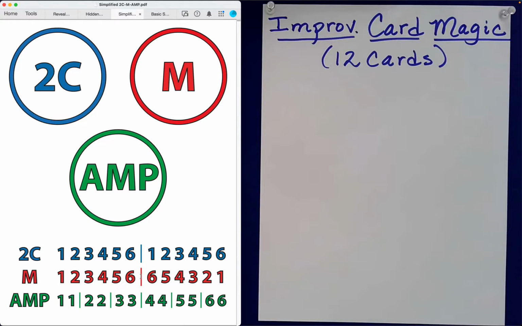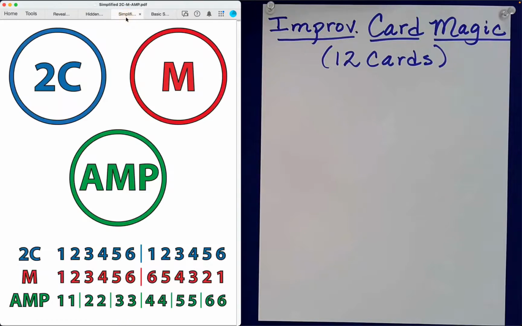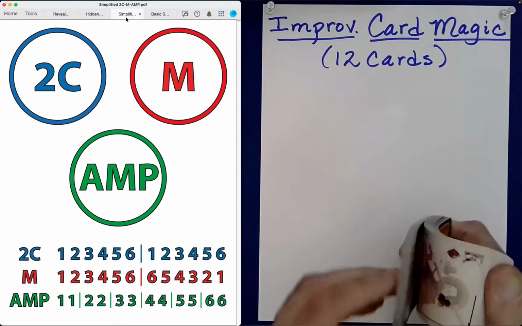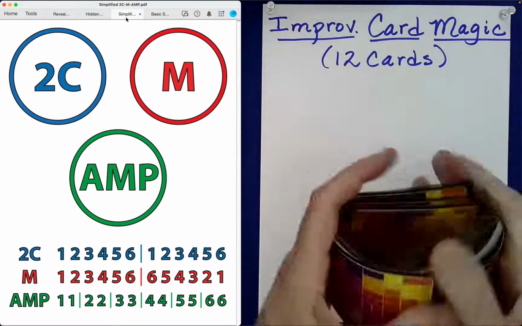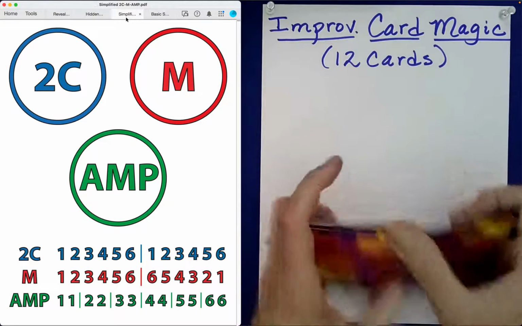Now, I should mention also over here at the top, I'll click on it. Here is a list of shuffles that will either preserve a particular packet structure or convert it from one to another. Okay, so let's go ahead and kind of show you the basics of what I just did. So I'll return to our simplified diagram. Okay, so think about how I started. I started with a shuffled deck of cards, and you can as well. Okay, so I'm going to go ahead and just mix it a couple of times.